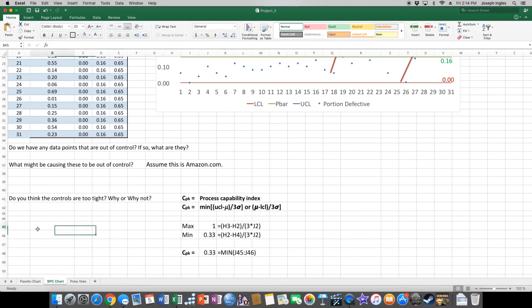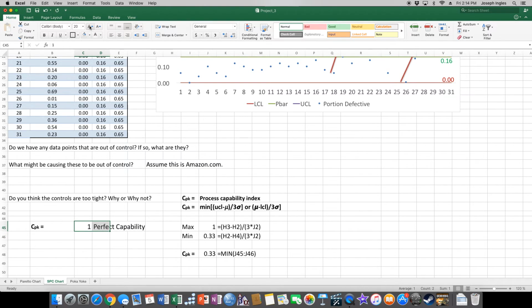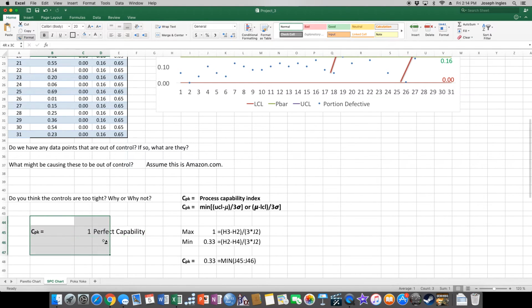So let me jot this stuff down for you, okay? If our CPK equals 1, then this is perfect capability. In other words, that means that it's able to do exactly what you want it to do all the time. Okay? So far, so good? Okay.